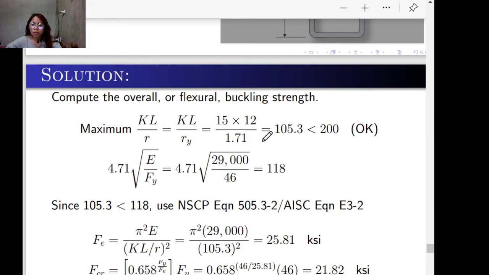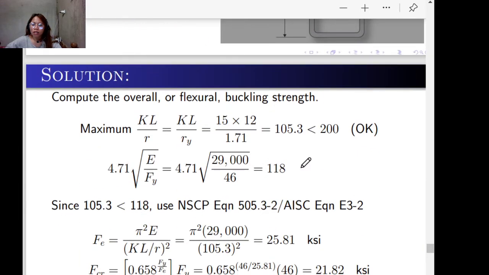So the maximum KL over R is 105.3, which is less than 200, right? We discussed this one in the previous video. The limiting value should not exceed 200, which is okay, it does not exceed 200. And we also compute for this limiting value, 4.71 square root of E over Fy. E for steel is 29,000 KSI and Fy is indicated as 46 KSI.